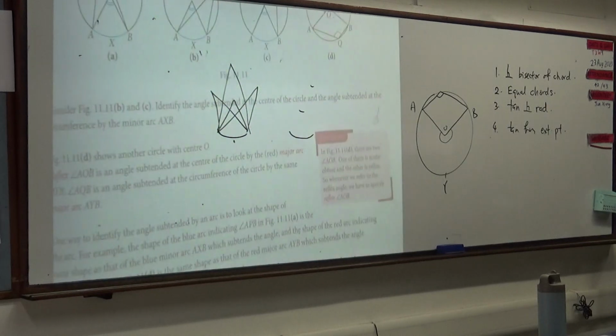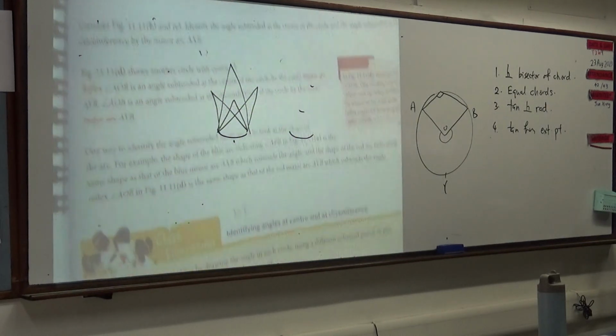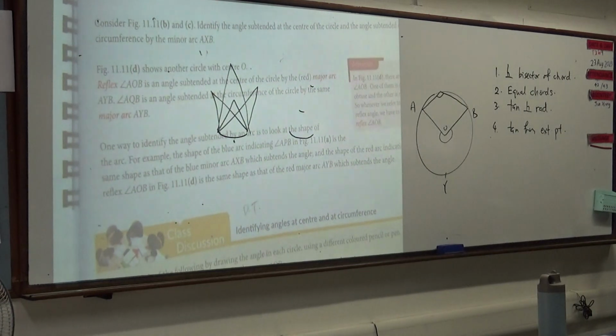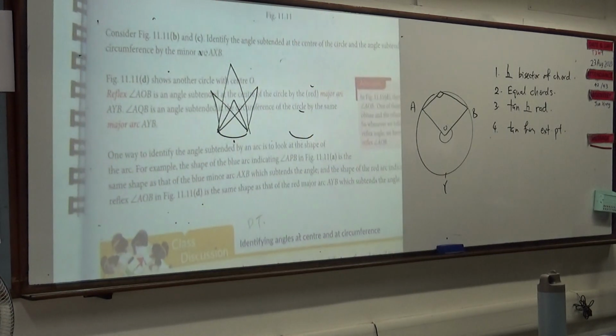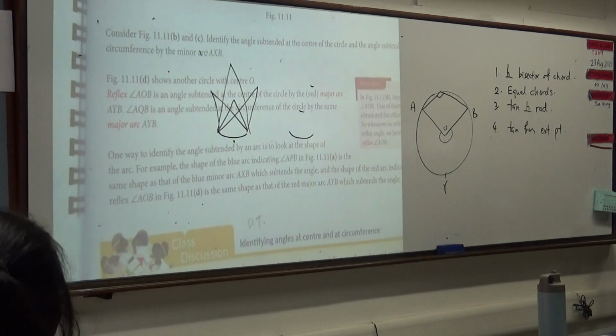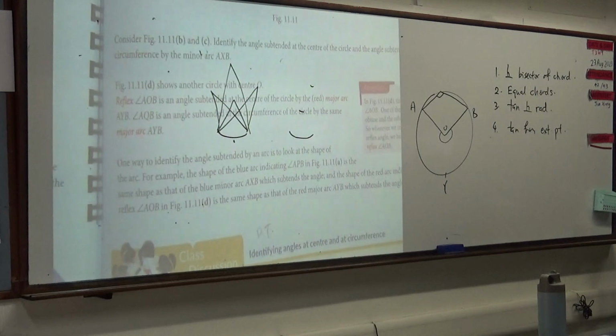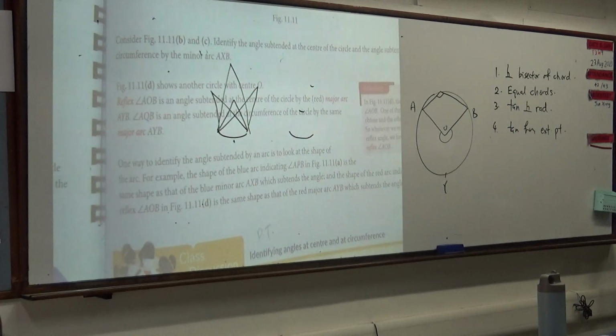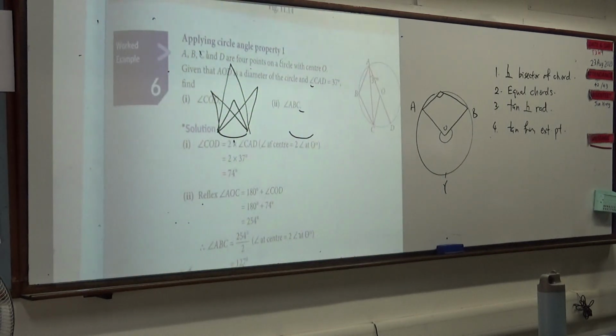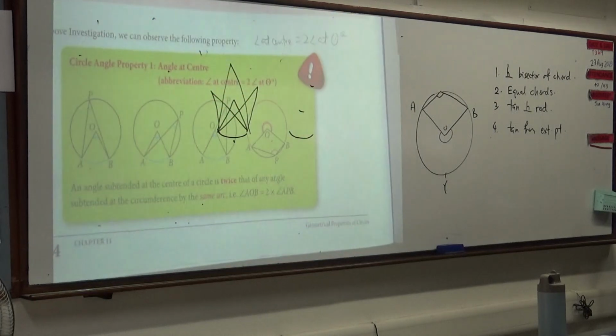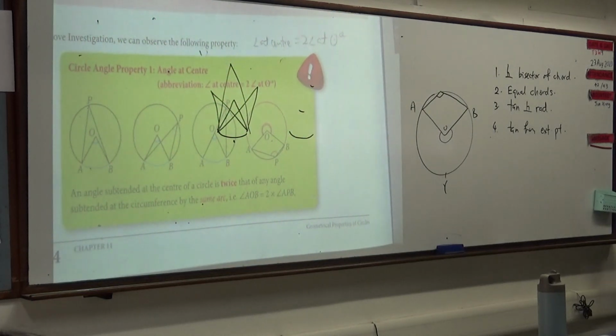Now, next part. Figure 11.11b shows another circle with center O. Angle AOB is an angle subtended at the center of the circle by the red major arc AYB. Angle AQB is the angle subtended at the circumference of the circle by the same arc AYB. Now I have already explained this on the board just now. Are we okay here? Yes, okay, now what is the first angle property that we have? Is this one.